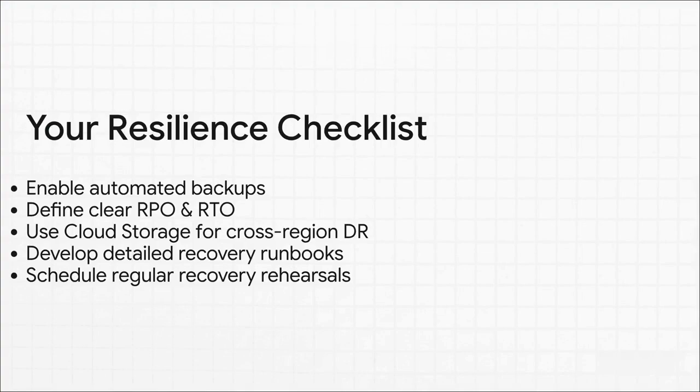Number 1, turn on automated backups for all your critical databases. Just do it. It's totally non-negotiable. 2, go have that chat with the business side. Get clear RPO and RTO targets defined for each service. 3, use cloud storage. Get copies of your backups into a different region. That's how you do real disaster recovery.